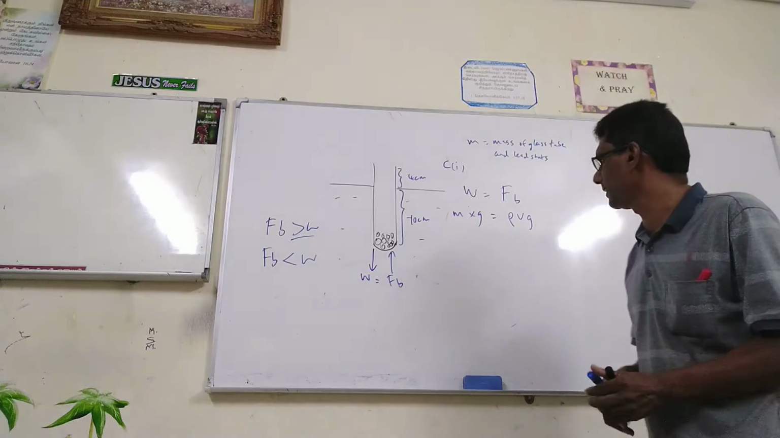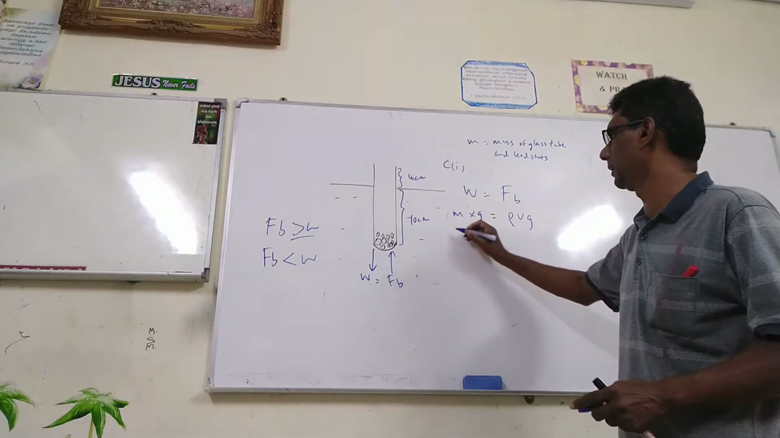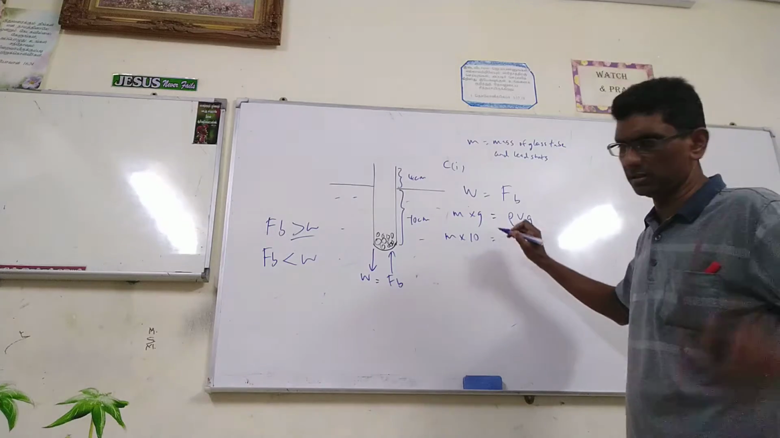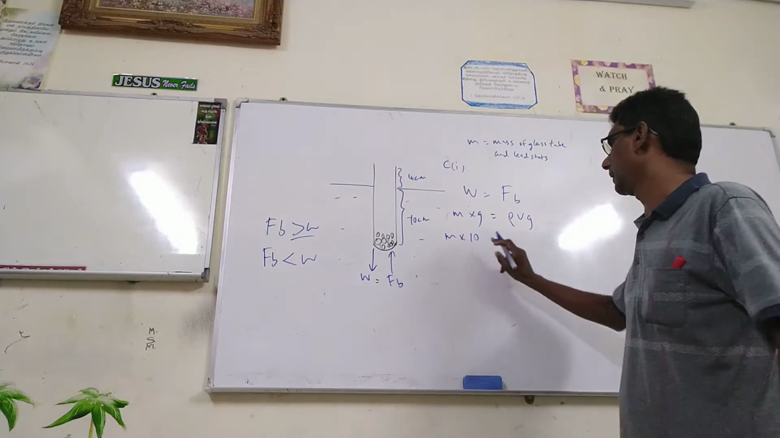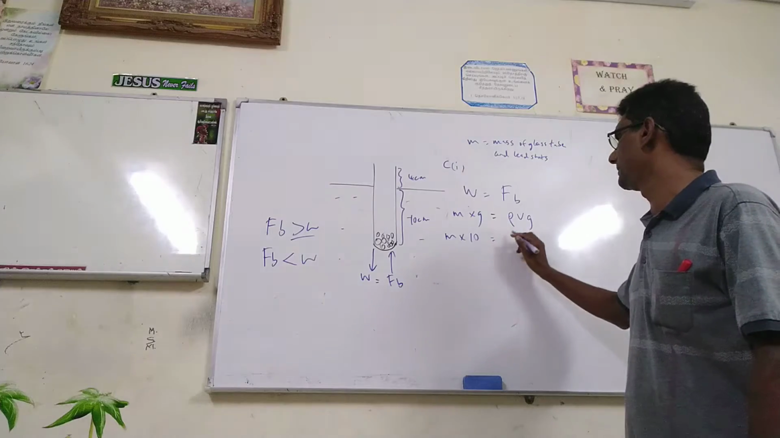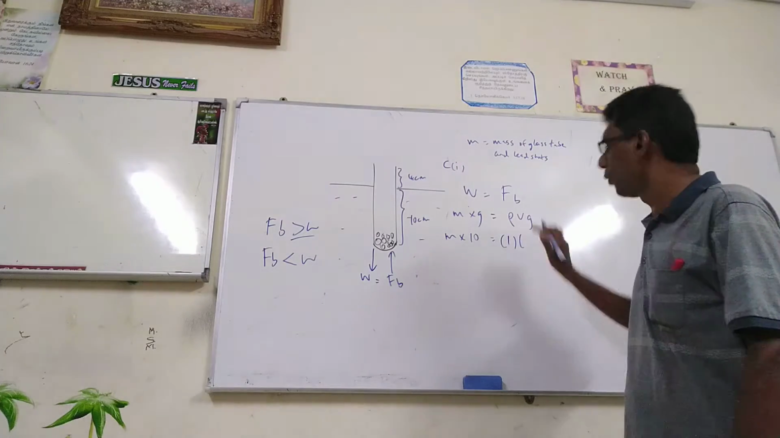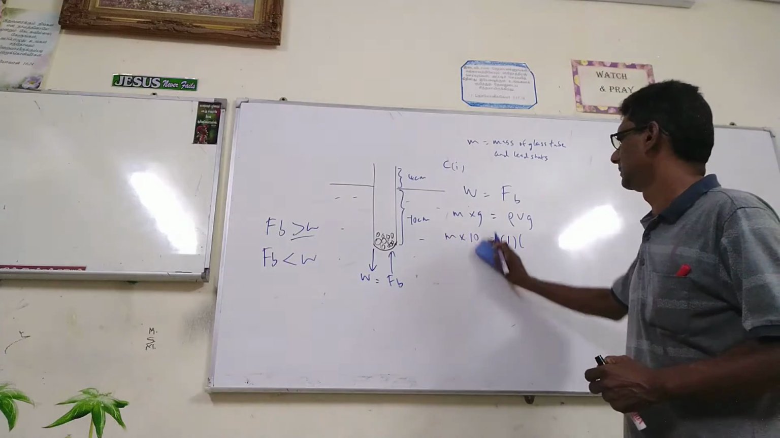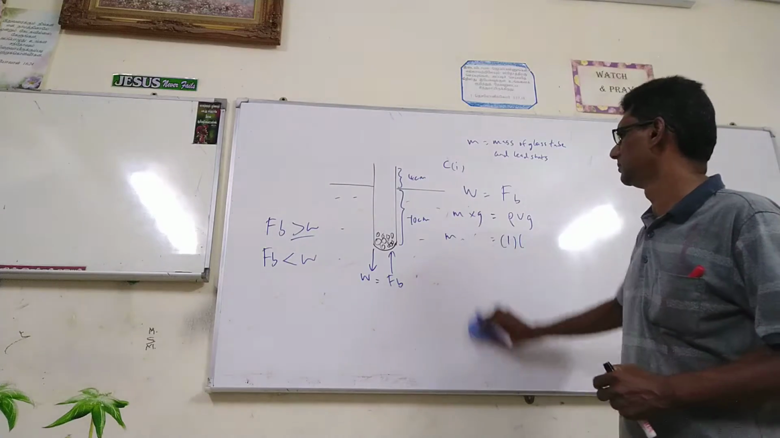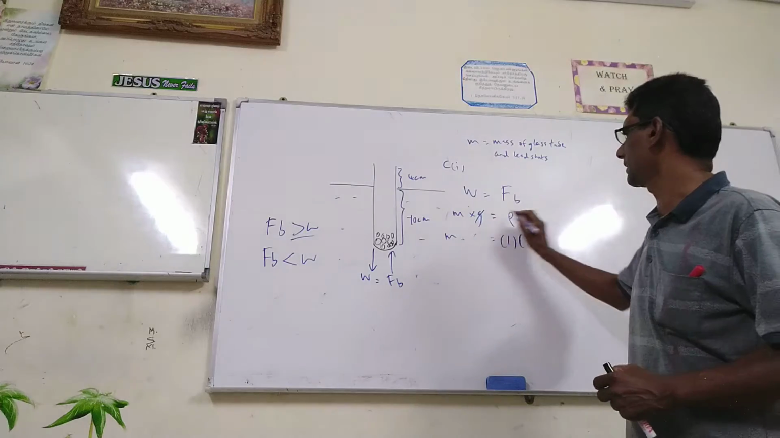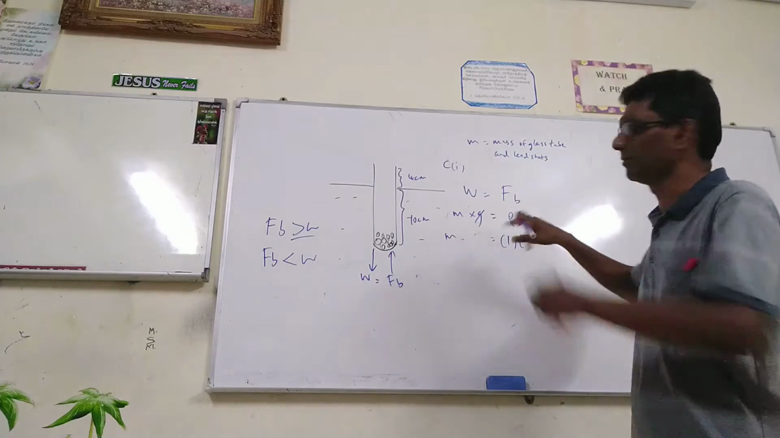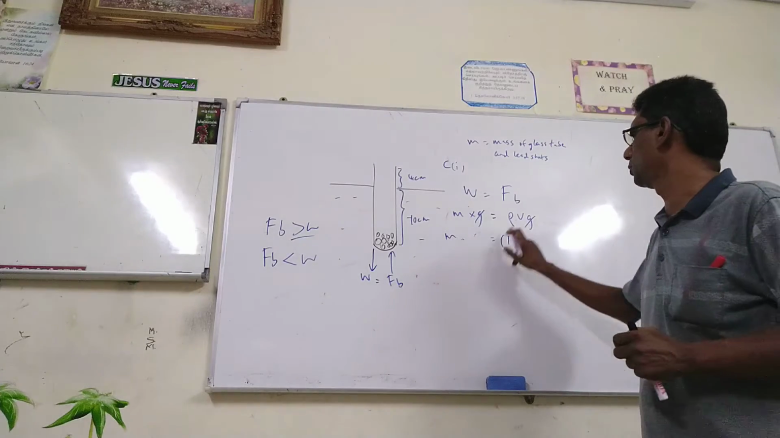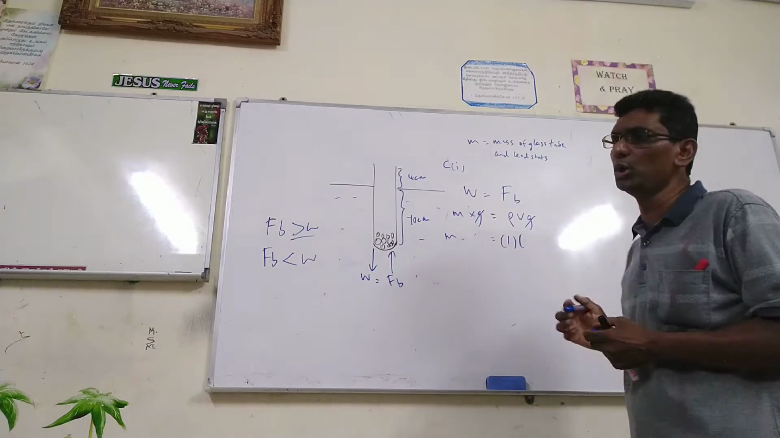So the density equals the mass times g, and g is 10. The density is 1. And the volume, okay, g can cancel. Cancel g on both sides. So m equals 1 times V. The V is the volume.